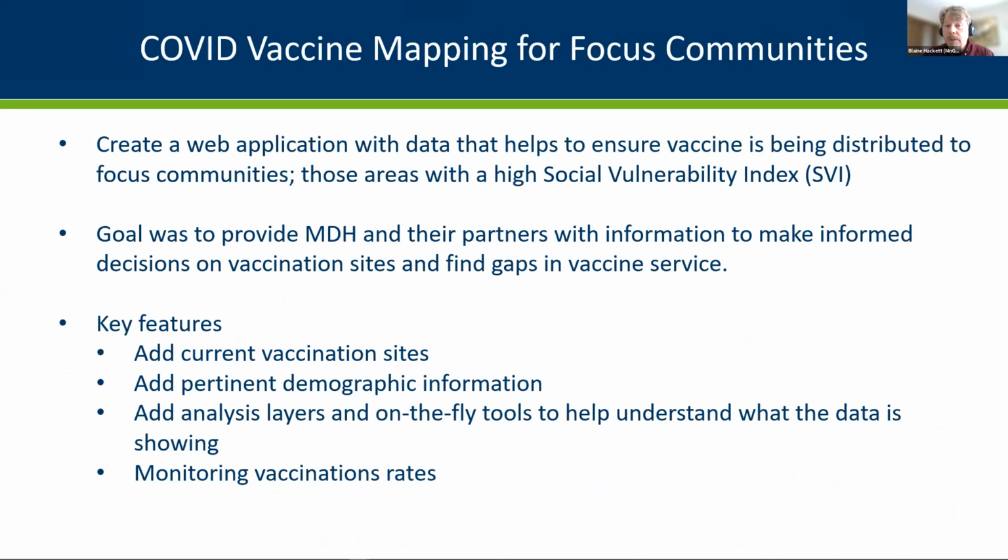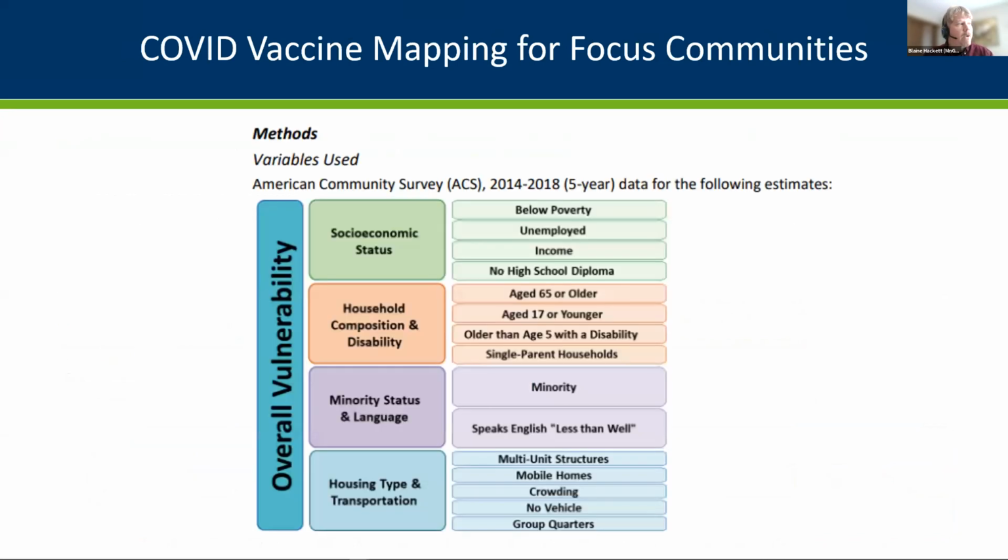So the next one, I'm just going to go through fairly quickly because I want Elorm to be able to show the website itself, specifically for focus communities. And you're going to see that there is a ton of information. And we use this SVI with the census data in order to show these focus communities. And really, it was about finding gaps or vaccine deserts, if you will.